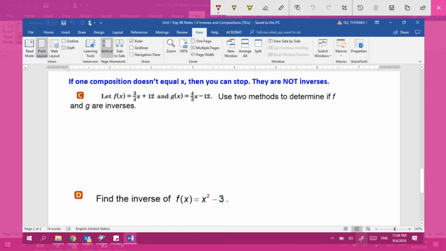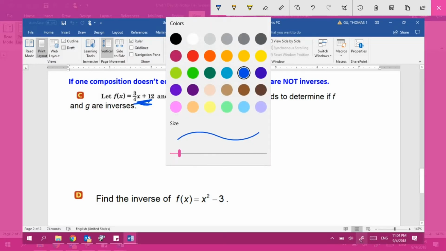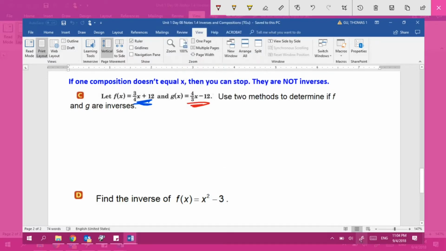f of x equals 3 over 4x plus 12, and g of x equals 4 over 3x minus 12. Wow. Okay, so let's determine if these two functions are indeed inverses. So let's just go ahead and do f of g of x. All right, so what is g of x? g of x is 4 over 3x minus 12, okay.